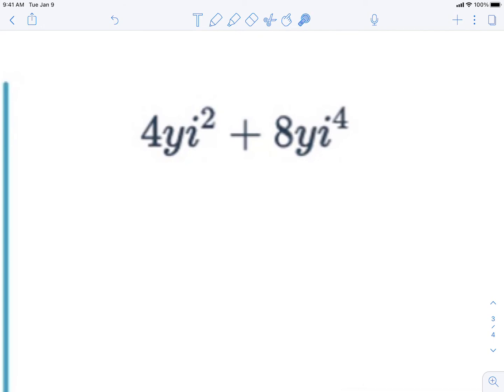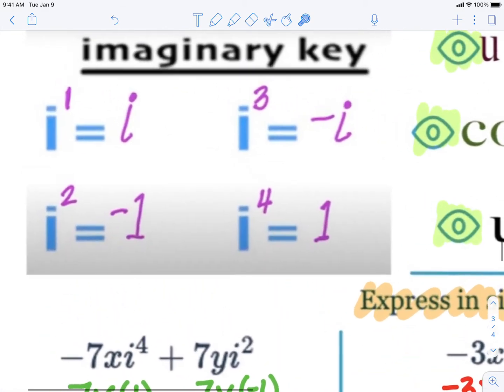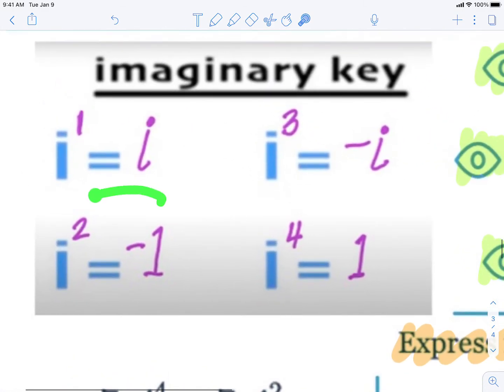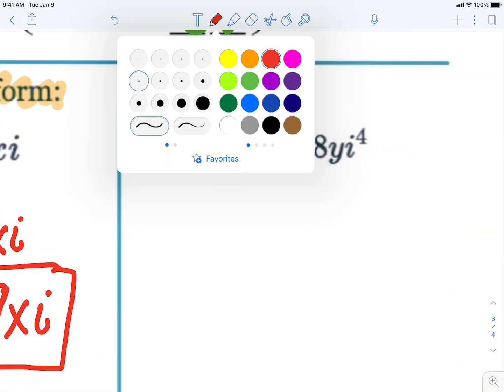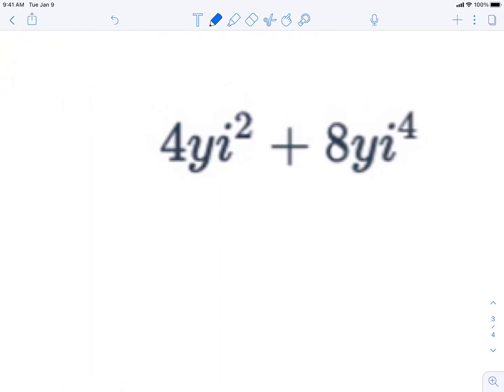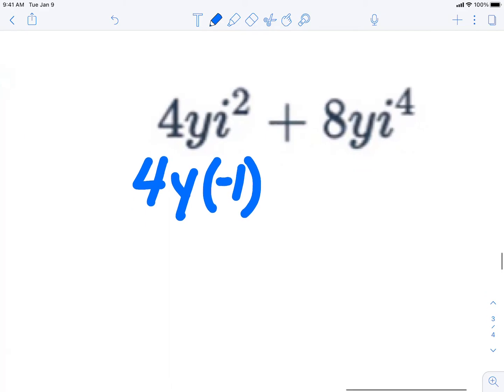Now, let's do this one right here. So, i to the power of 2. Well, if I look at my imaginary key, i to the power of 2 is negative 1. So let us substitute. i to the power of 2 is negative 1. And I'm going to bring down my 4y. 4 times negative 1 is negative 4y.